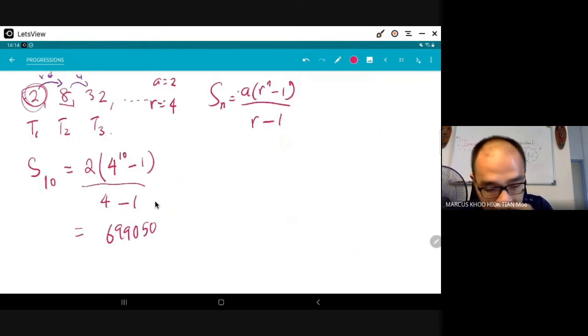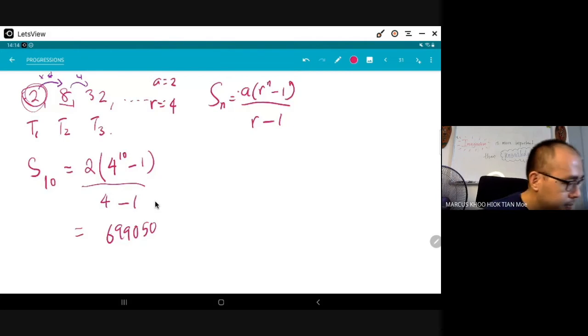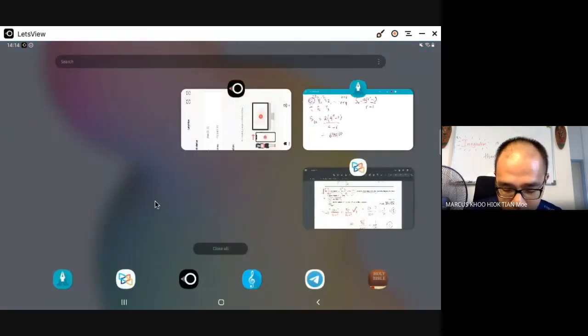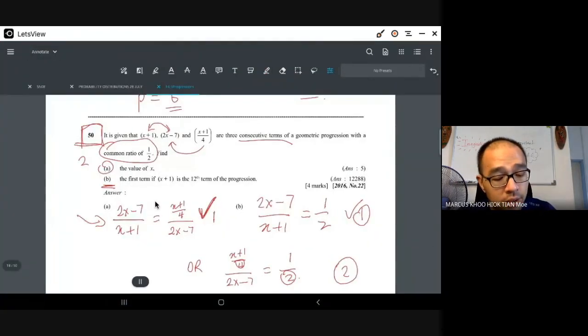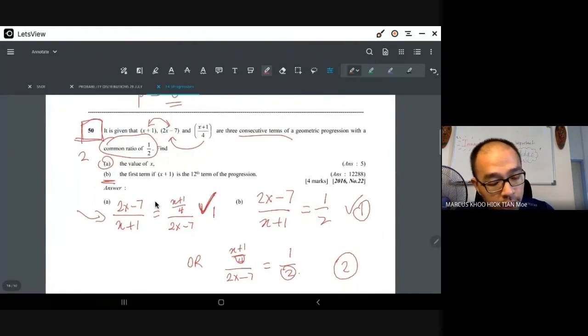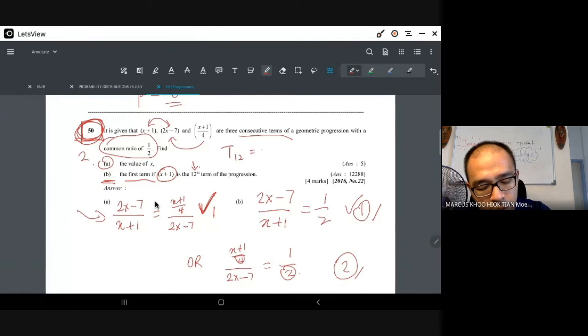Oh no, sorry, I already gave the questions. Hold on, let me go back to the module. Okay, let's go back to this module. So this is our question. This is the question that I want you to answer today. It is given that blah blah blah. Find the value of x. You can either use method 1 or method 2. And then it says, find the first term if x plus 1 is the 12th term. Okay, it's given, T12 equals to x plus 1.